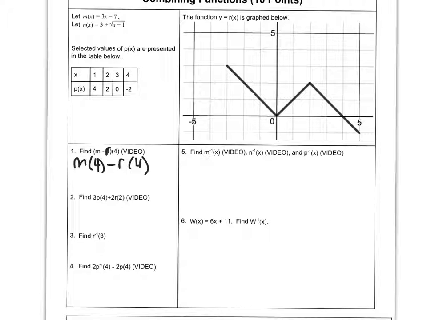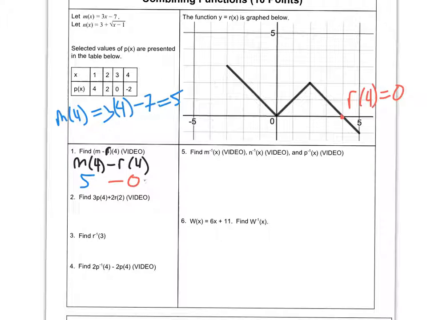M of 4 is going to be based on the equation. So if we do that, m of 4 is going to be 3 times 4 minus 7, which is 5. And then we've got r of 4, which is based on the graph, and we get r of 4 is equal to 0. 5 minus 0 is going to be 5.